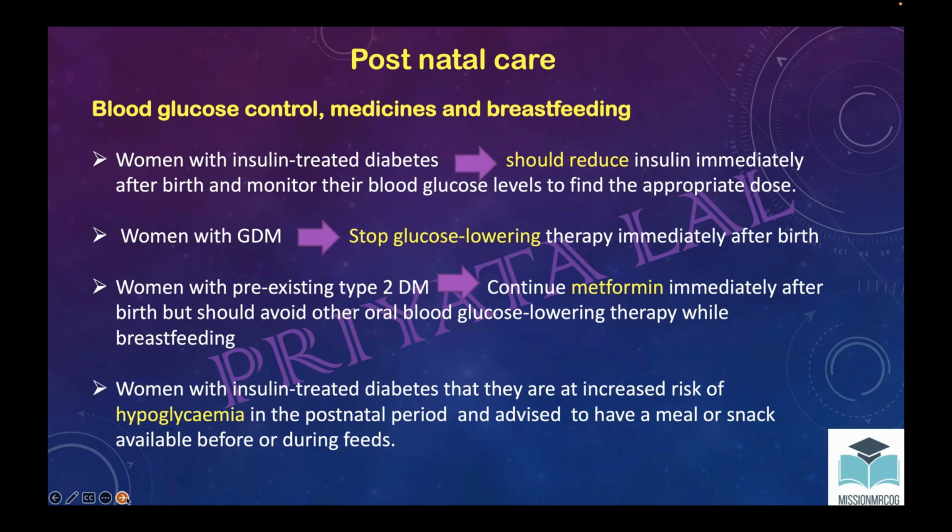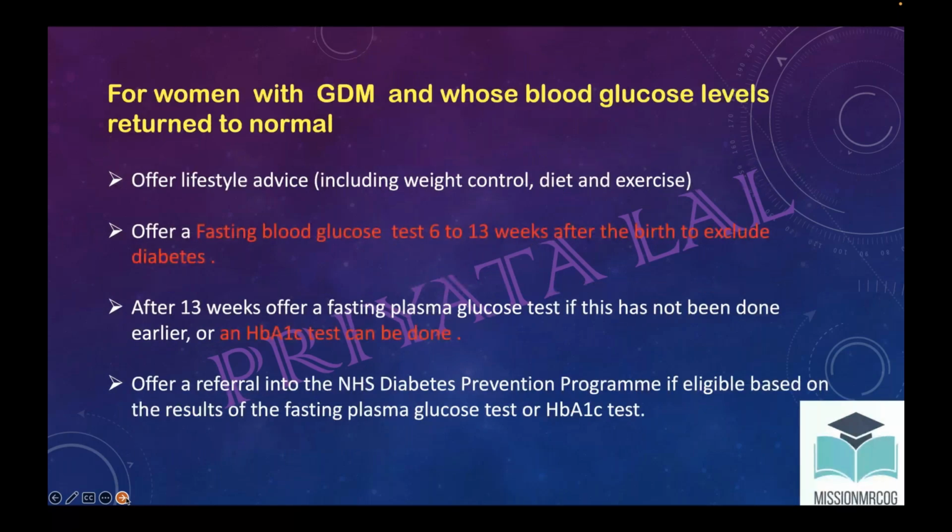So GDM people should stop any hypoglycemics, the type 1 patient who was insulin treated has to reduce the dose of insulin, and the type 2 patient has to continue with the metformin, but the dose has to be changed. Okay, so in a nutshell, in pregnancy there is an increased requirement for insulin or oral hypoglycemics that would fall once the baby is there. Apart from this, if the patients are treated with insulin, there is a risk of hypoglycemia. So the patients are advised, before or during feeds, to eat some meal or snack to avoid that hypoglycemia. So this was the postnatal care.